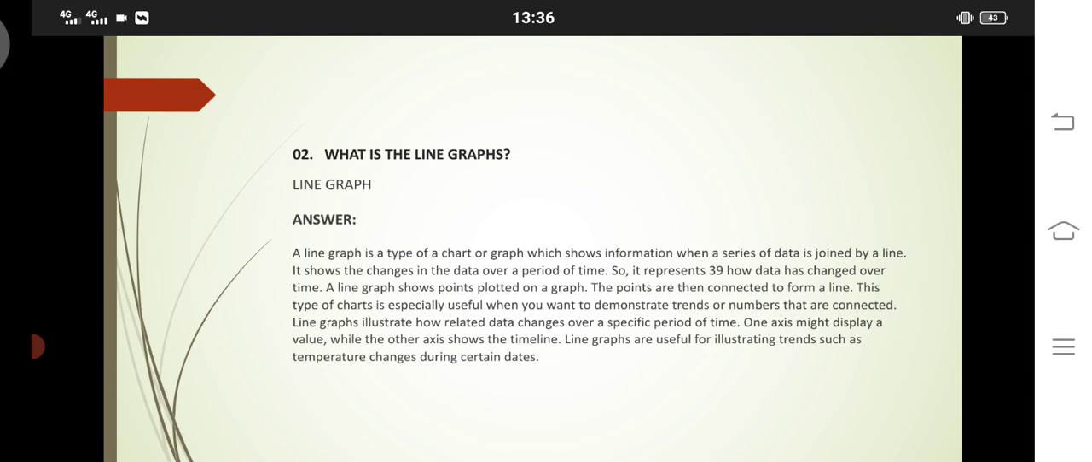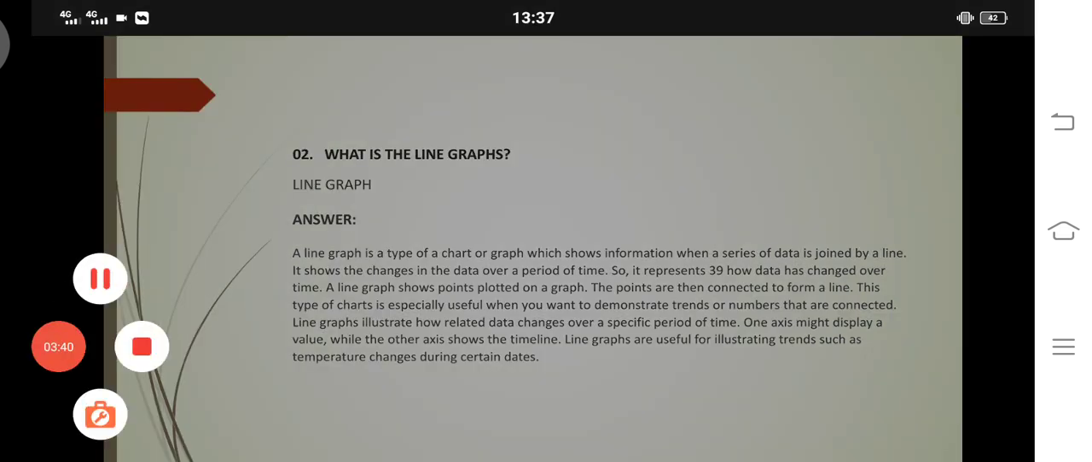This type of chart is especially useful when you want to demonstrate trends or numbers that are connected. Line graphs illustrate how related data changes over a specific period of time. One axis may display a value, while the other axis shows the timeline. Line graphs are useful for illustrating trends, such as temperature changes during certain dates.